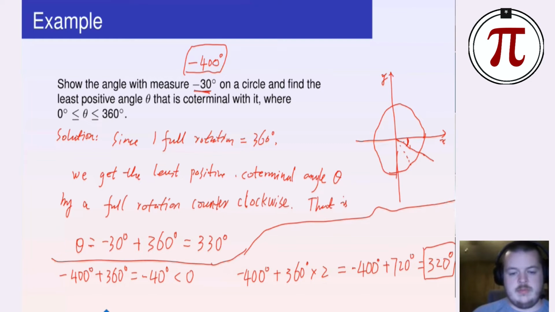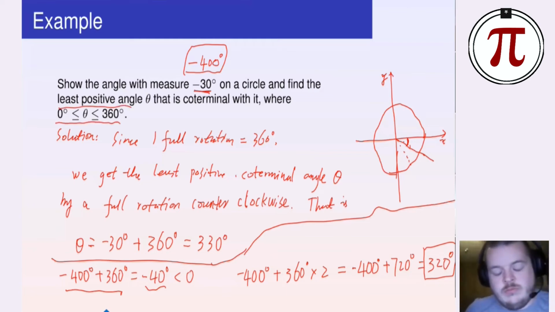Okay, let's do this one. For negative 400, one rotation is not enough. Negative 400 plus 360 is negative 40, which is still less than 0. We need some value that is between 0 and 360, so you need to do another full rotation.